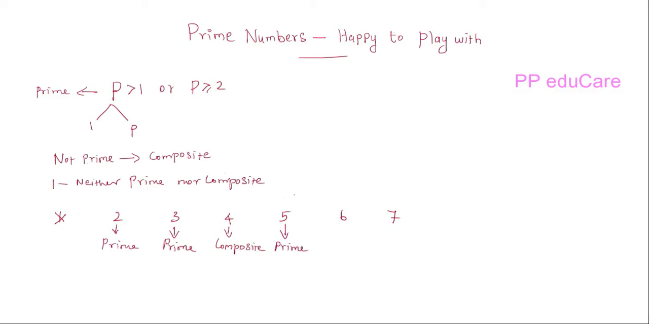Since 6 has the factors 2 and 3 other than 1 and 6, 6 is not prime, that is composite. Since 7 has no factors other than 1 and 7, 7 is prime. This is the usual way of finding prime numbers. Now let me show you some other way of finding prime numbers which will be very fruitful.